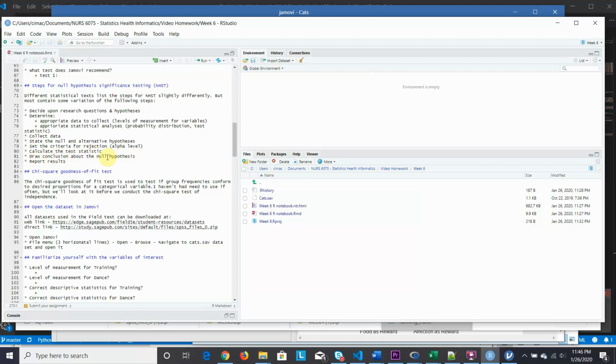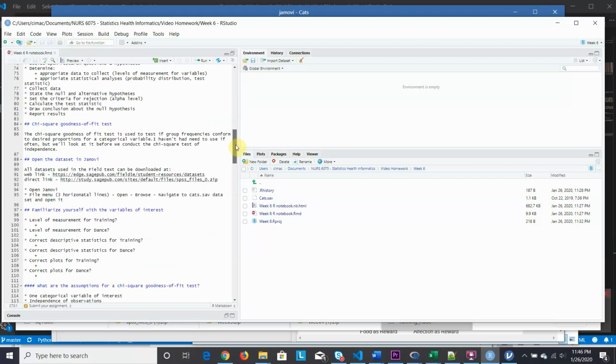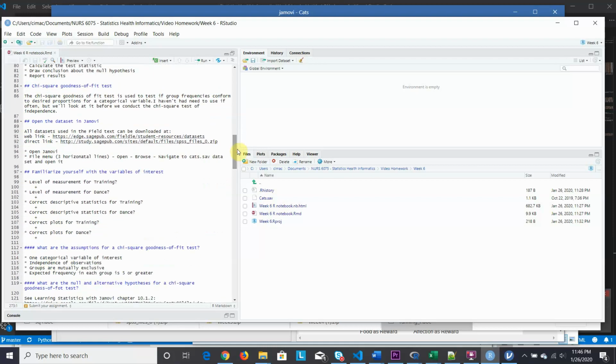Are you going to reject the null or fail to reject the null? And then report your results. So we're going to follow this pattern over and over again as we do different statistical tests. And obviously the specifics are going to change, but the pattern remains the same. So I would say memorize that pattern. That will serve you well for the rest of your life with statistics.